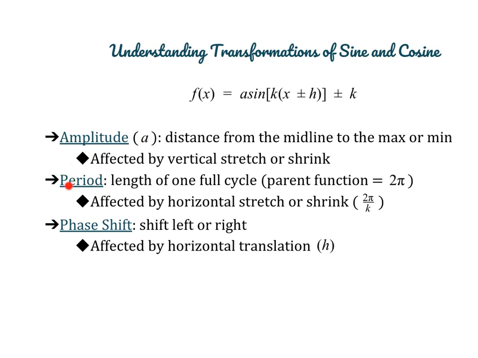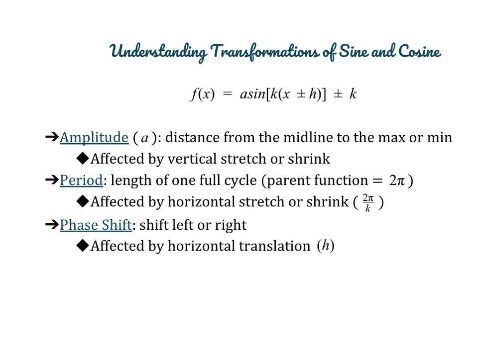We already talked about this word period. It's the length of one full cycle. And for our parent functions, again, that full cycle is 2 pi, which is one full rotation of a circle. Now, this period can be affected by a horizontal stretch or shrink. So this value right here will change the period. So notice that I take the period and I multiply it by the reciprocal 1 over k. So this is kind of a formula. We say that it's 2 pi divided by whatever this factor is.